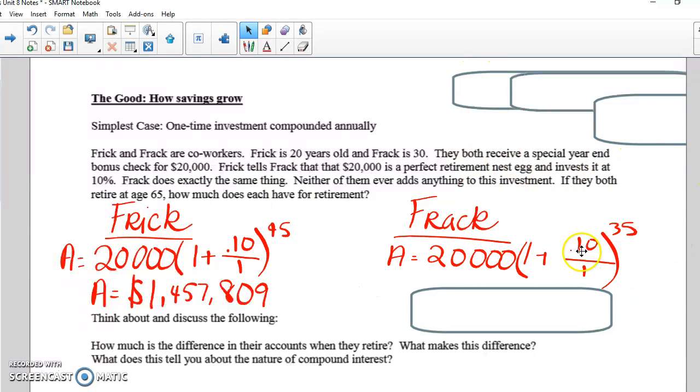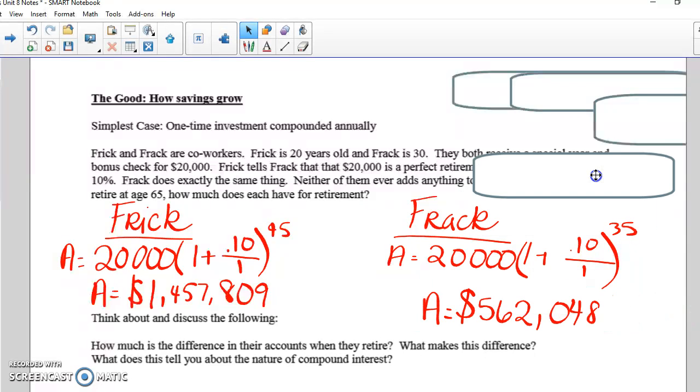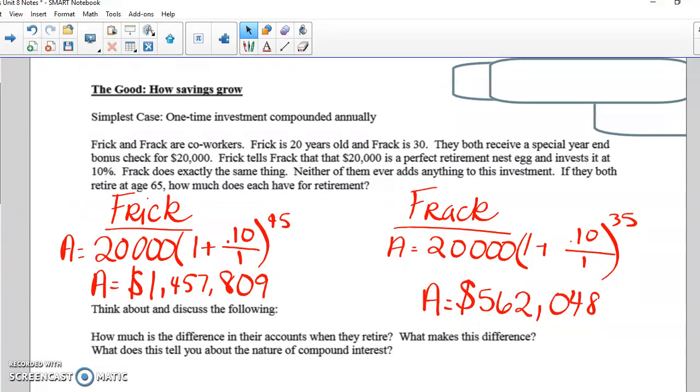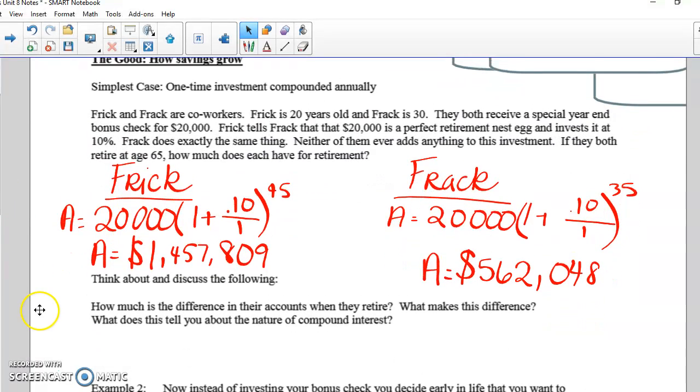What you can do now is plug this into your calculator and you would get $562,048. Look at that difference. Isn't that crazy? Almost $1 million difference because Frick started investing 10 years earlier. I know it might not sound convincing now, but when you get to your first job, you're going to be told, start investing. Well, here's the evidence of why you should start investing. As you're thinking about this, think about how much that difference is, what makes this difference, and what this tells you about the nature of compound interest.